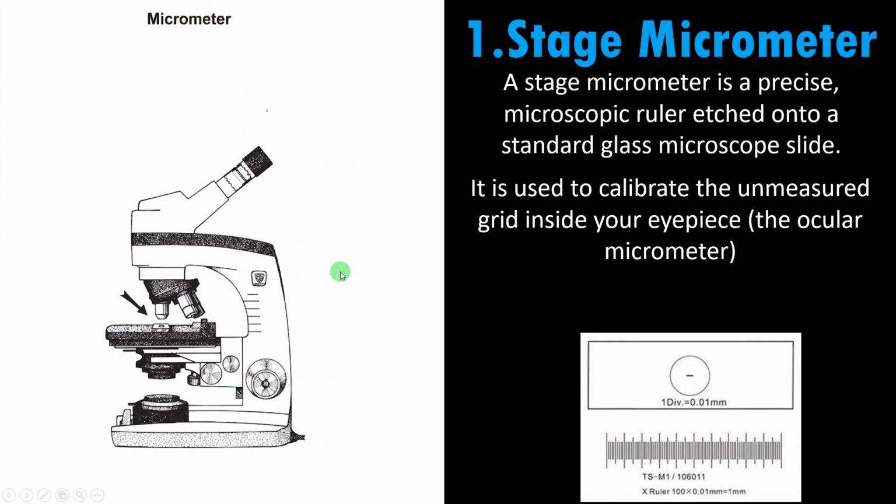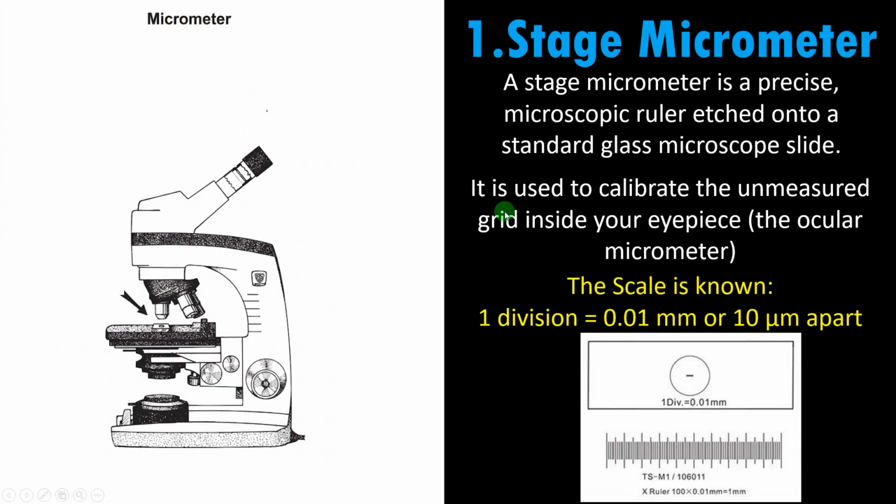We know the scale of stage micrometer. One division is equal to 0.01 millimeter, that is equal to 0.01 into 1000, that is 10 micrometer apart. So this is how a stage micrometer looks like under the microscope. So these are the divisions. The distance between these adjacent points is 10 micrometer. Lines are 0.01 millimeter apart or 10 micrometers apart.